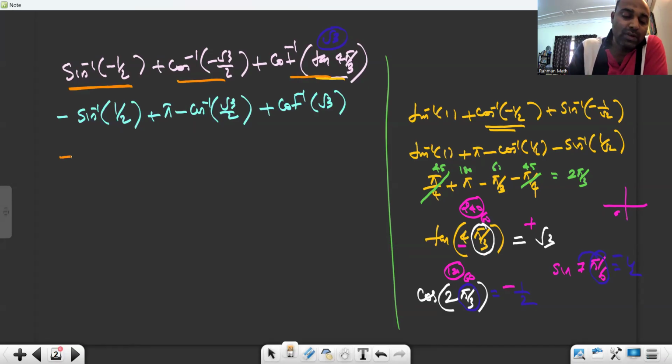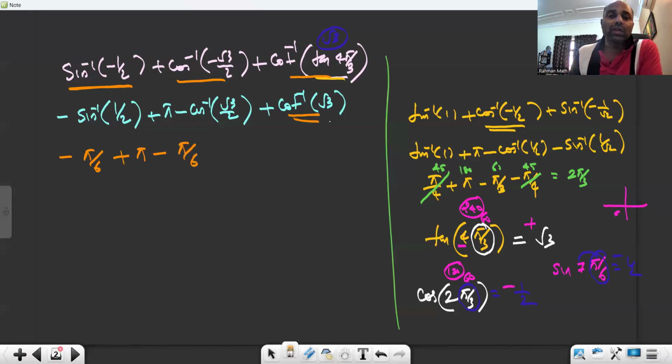Now we can substitute. Sine what is 1 by 2? Pi by 6. Pi minus, cos what is root 3 by 2? That's also pi by 6. Cot what is root 3? Cot 30 is root 3.